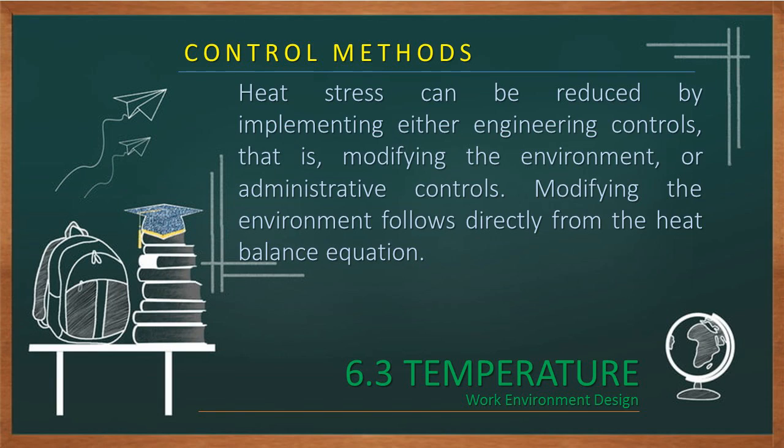Heat stress can be reduced by implementing either engineering controls, that is, modifying the environment, or administrative controls. Modifying the environment follows directly from the heat balance equation. If the metabolic load is a significant contributor to heat storage, the workload should be reduced by the mechanization of the operation. Working more slowly will also decrease the workload, but will have the negative effect of decreasing productivity.